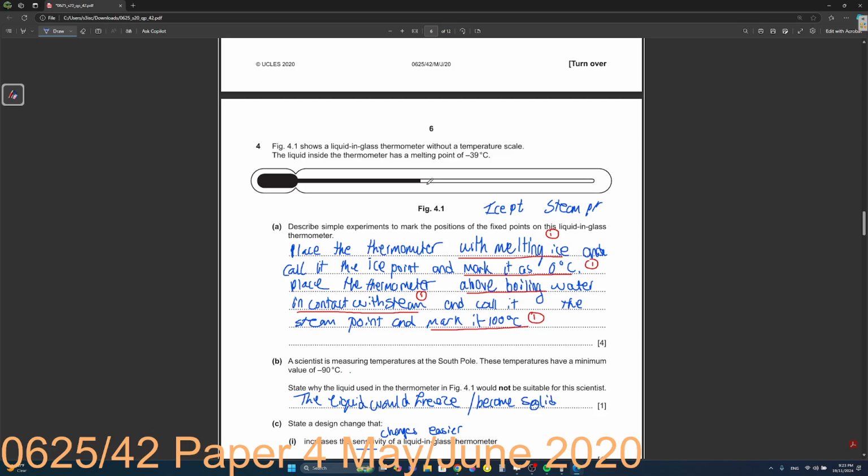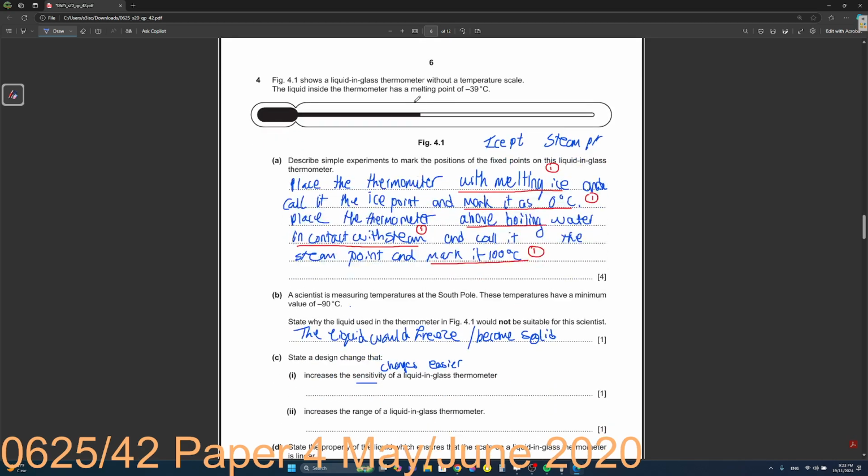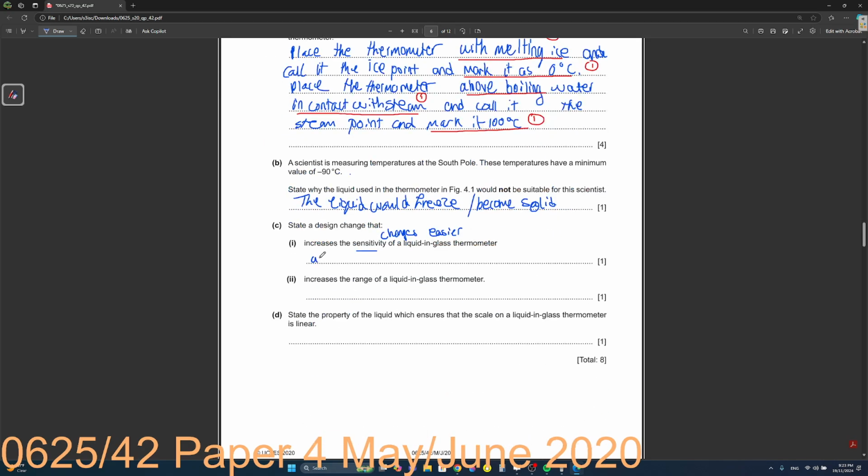So when it's tight, the liquid will be encouraged to move. So every small change in temperature, you're gonna see a change in the volume of the liquid. So we can say use a thinner tube. And then when we say increases the range, you want more values, right? So if I want more values, obviously I'm going to use a longer tube. If you use them together, you'll have the best liquid in glass thermometer. A narrow or thin and long tube.